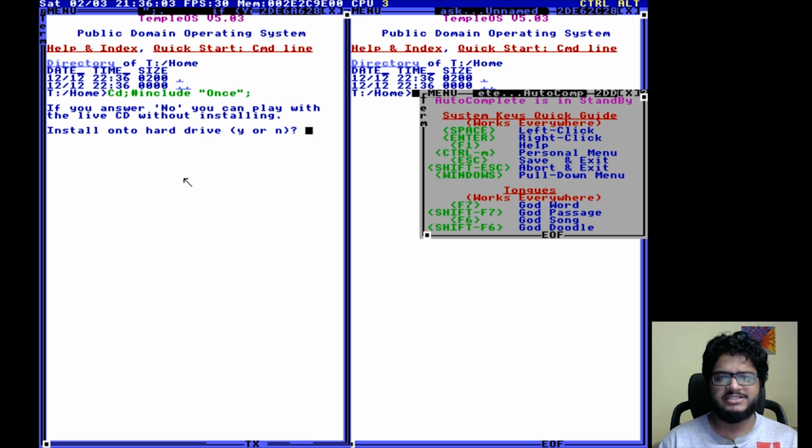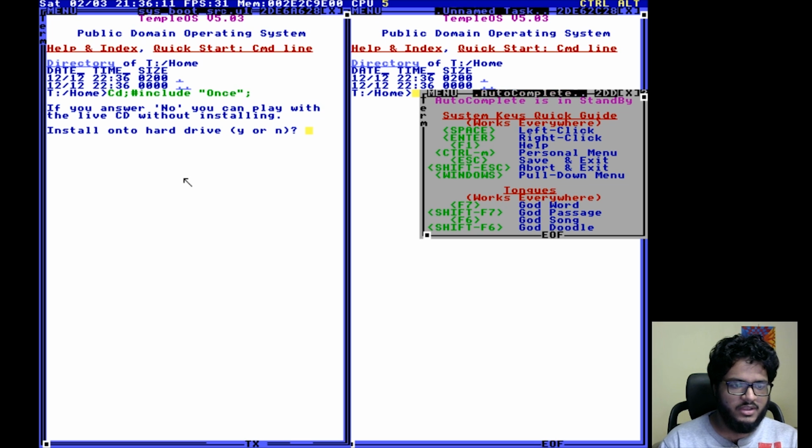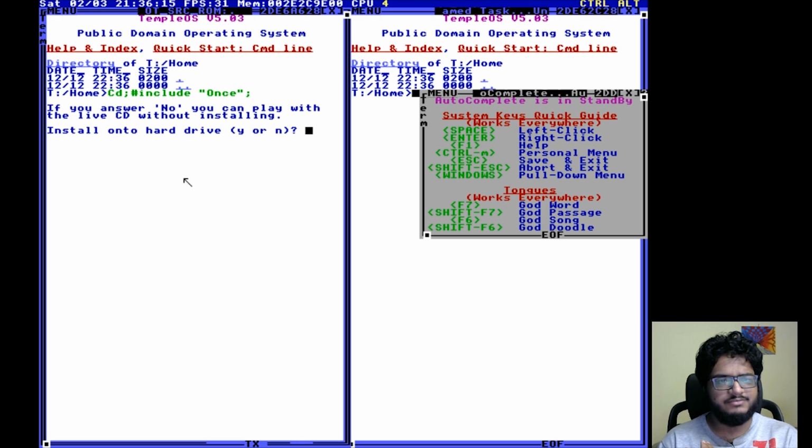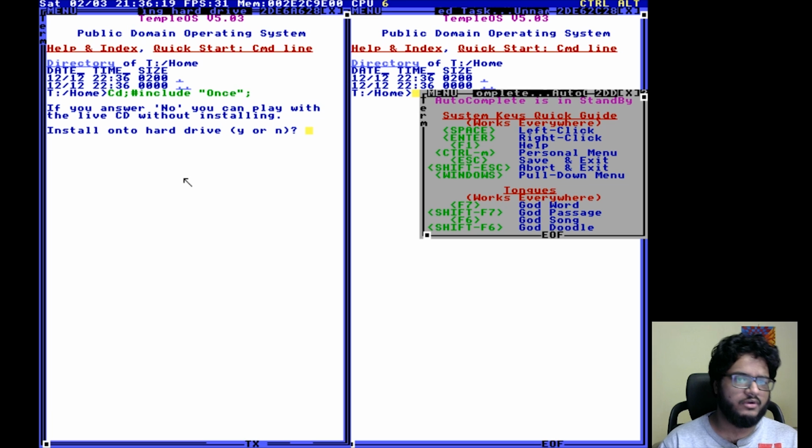So this is by far the most weird operating system that I have ever come across, and we'll see what this is. So this OS is basically called TempleOS. We'll get more into why it's called TempleOS. But the gist of it is it's a religious operating system, but it doesn't end there.